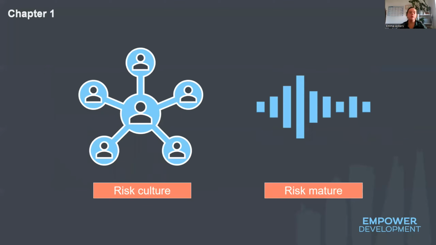So looking now at risk culture. Risk culture is described as the appetite, attitude, and understanding of risks that's shared by a group of people. Risk culture is displayed in a mixture of formal and informal processes and behaviours.